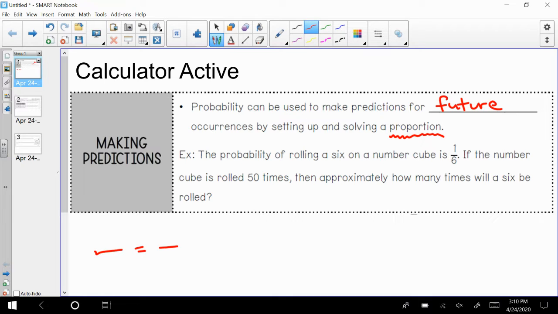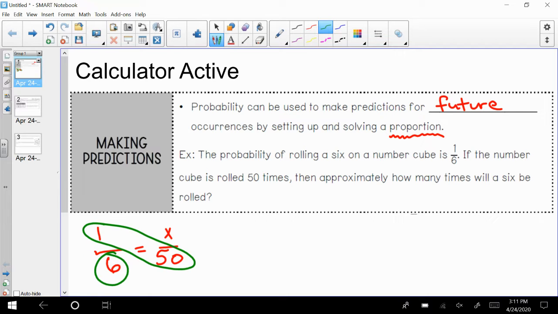The probability of rolling a 6 on a number cube is 1 out of 6. If the number cube is rolled 50 times, then approximately how many times will a 6 be rolled? So you're looking for how many times a 6 will be rolled out of 50 total rolls. So you could cross multiply, and this is calculator active. Typically, to find the value of x, we cross multiply. 1 times 50 is 50, and then we divide by what's left.